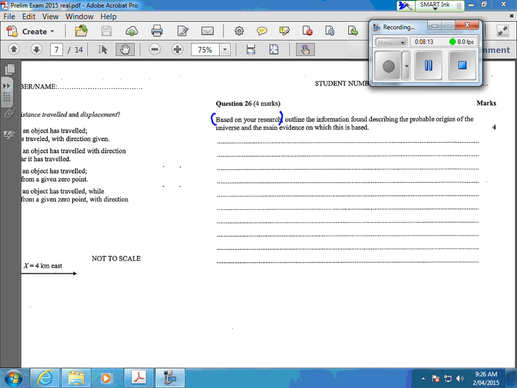The next thing that you need to notice is you've got a verb, outline, and it's describing the probable origins of the universe and the main evidence. So it's actually asking you to do 2 things. Outline. Marnie, what sort of level do you need to do for an outline? Not very high, exactly. Outline is 1 step below describe.